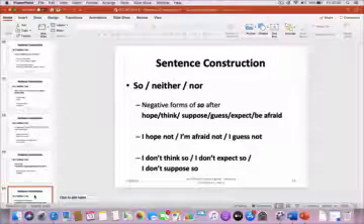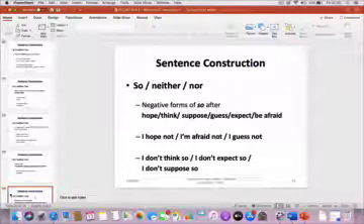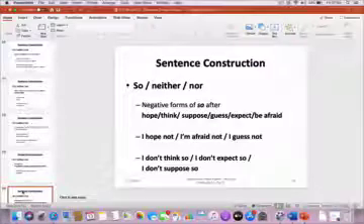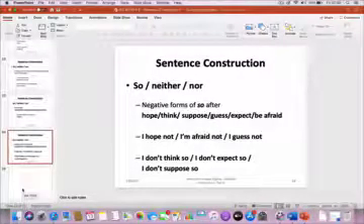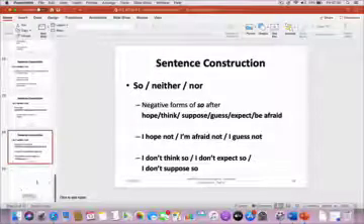Negatives. Negative forms of so we use with hope, think, suppose, guess, expect, be afraid. So you would say, I hope not, I'm afraid not, I guess not, I don't think so, I don't expect so, I don't suppose so. Negative forms of so. Okay, and that completes the second part of sentence construction, part 1.